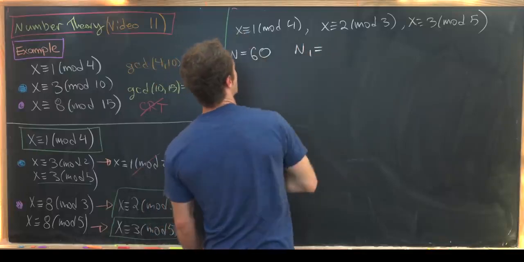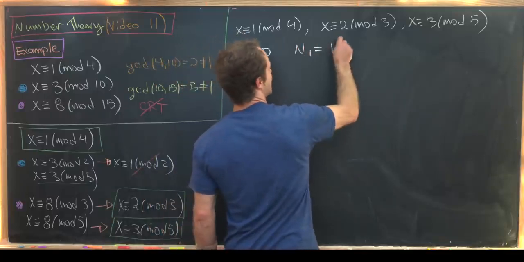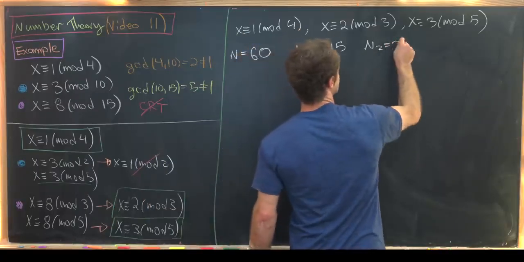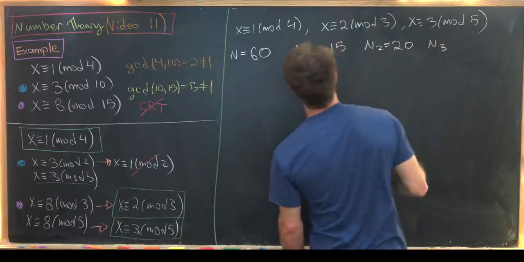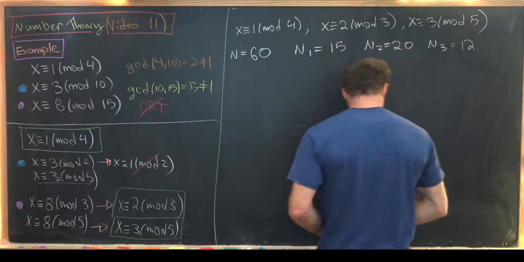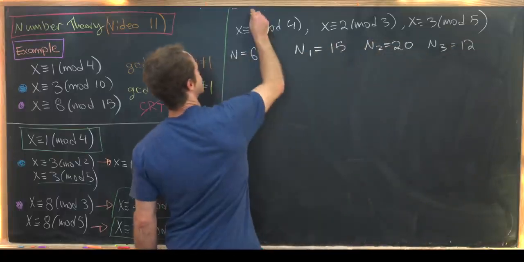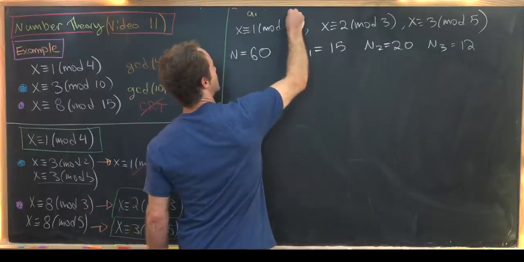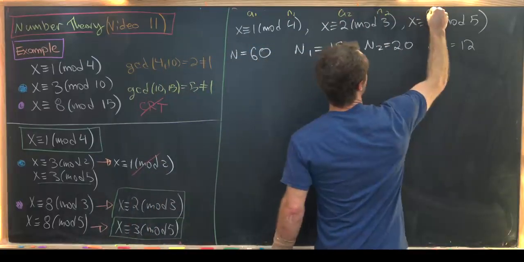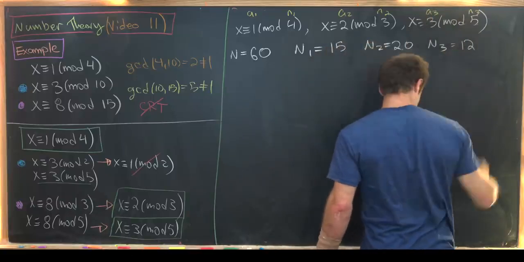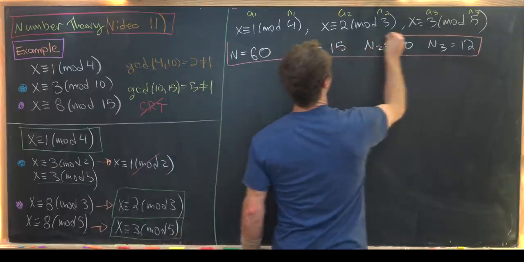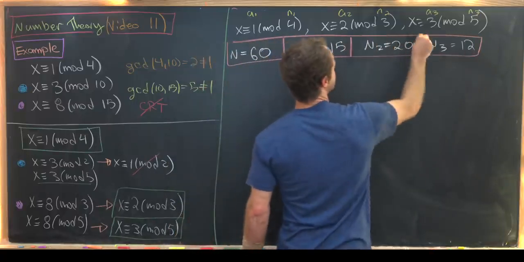And then our N1 will be 3 times 5 is 15. Our N2 will be 4 times 5 is 20. And our N3 will be equal to 4 times 3 is 12. And here I'm using just the standard setup that this is like our number a1 little n1, a2 little n2, and a3 little n3 as built in our proof. Okay, so now we've got these four important numbers.